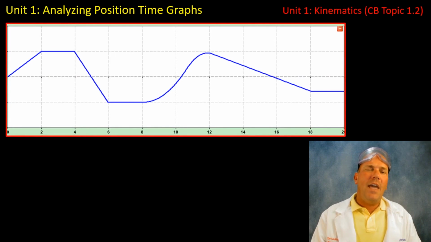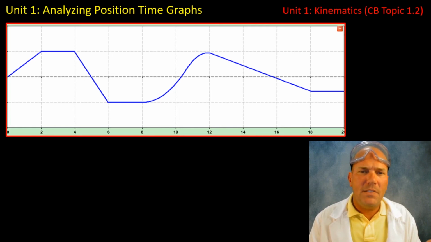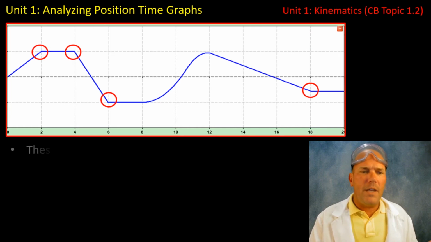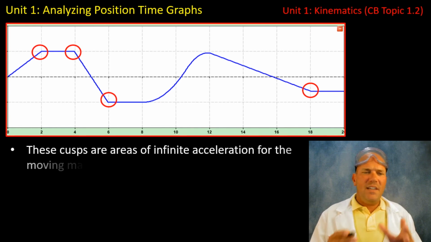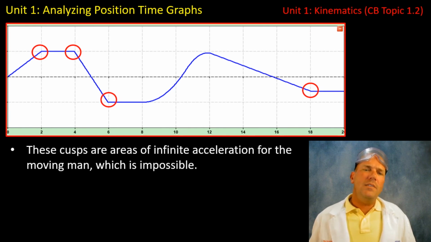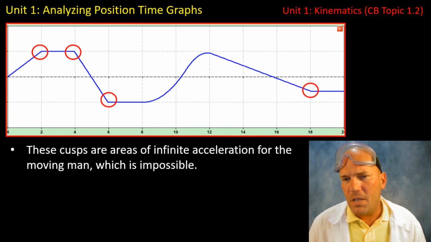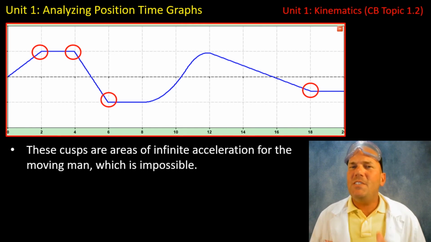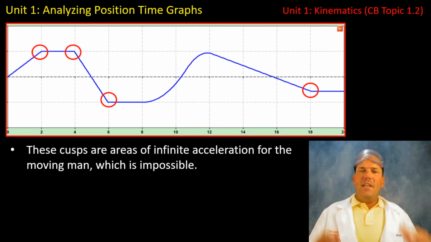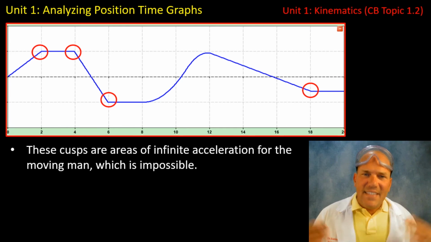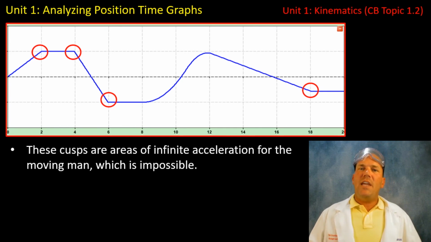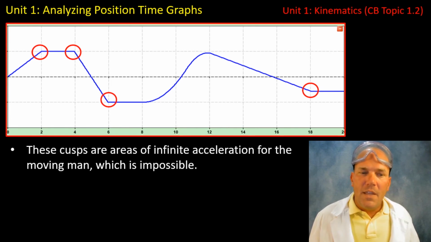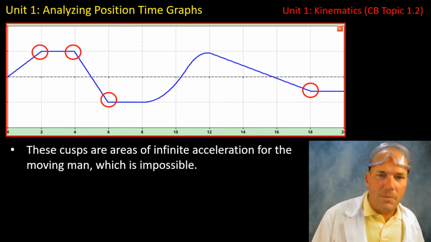I want to look at a few other aspects of this position time graph. First, I want to look at these 4 areas here. These cusps are areas of infinite acceleration, and that term is confusing, but let me elucidate it for you. It means that the moving man is instantaneously changing direction, which means there's an instantaneous acceleration. And that's simply not possible.